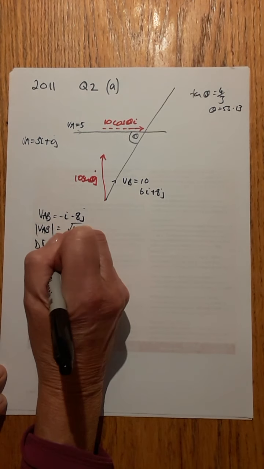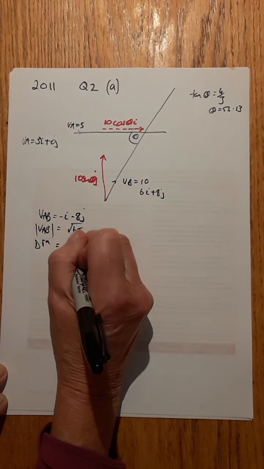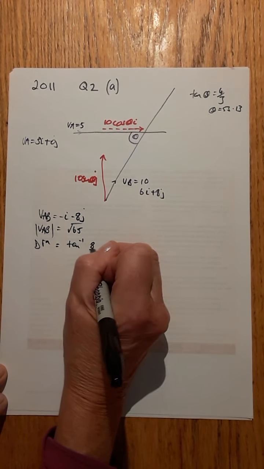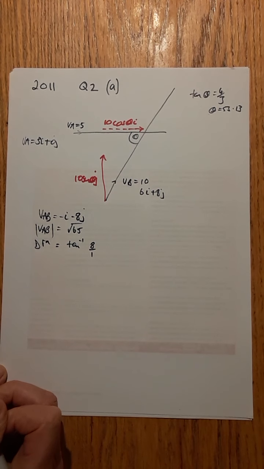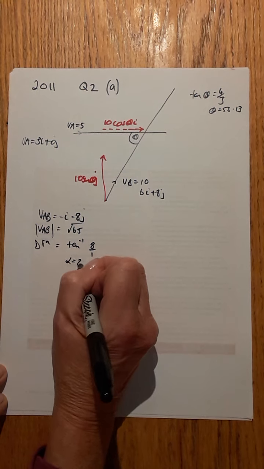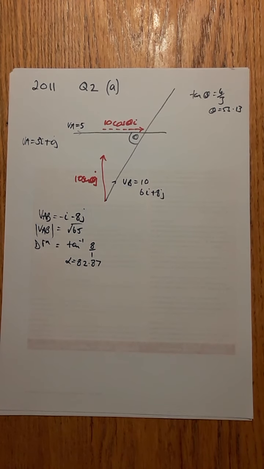And of course your direction then becomes arc tan J's over the I's, 8/1. And when you work that out, you get an angle, I'll call it alpha, of 82.87 degrees. Okay, so you do all of that and you've got to find the shortest distance. So you're going to take your VAB line and put it into the diagram.